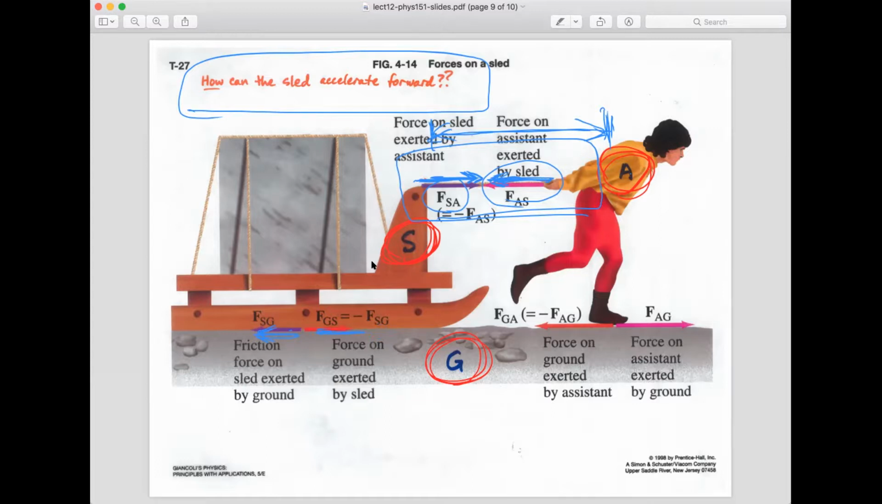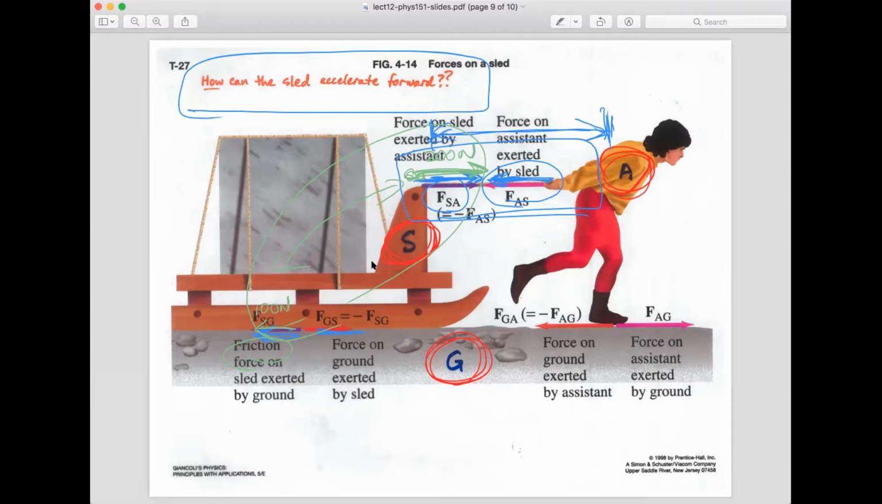Okay. But now we ask ourselves, what's the net force acting on the sled? If we want to ask ourselves, does the sled accelerate? So let me highlight the forces acting on the sled in green. The assistant is pulling forward on the sled with some large amount of force. Let's call that maybe 200 newtons. The ground is pulling backward on the sled with some smaller amount of frictional force, which we might call 100 newtons. Okay. Therefore, the net force acting on the sled is some positive forward force, and the sled accelerates forward.